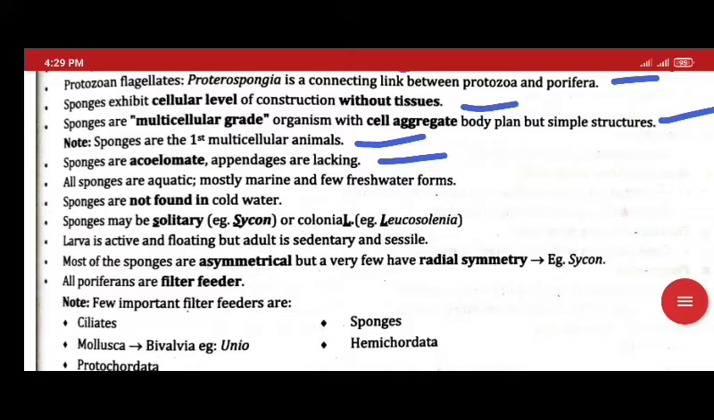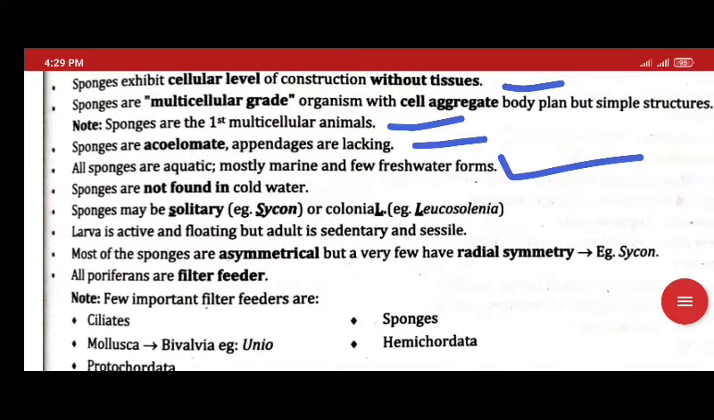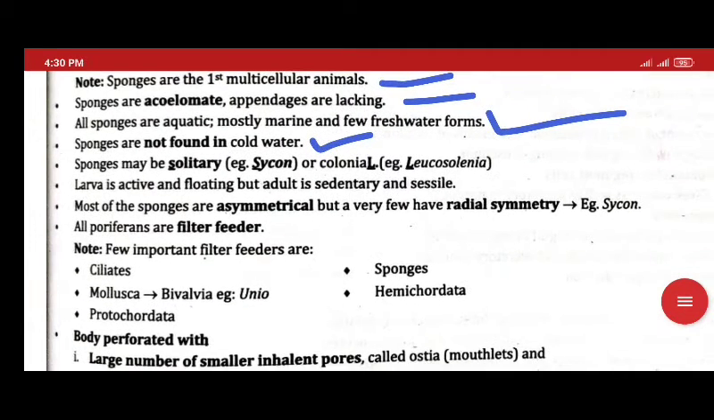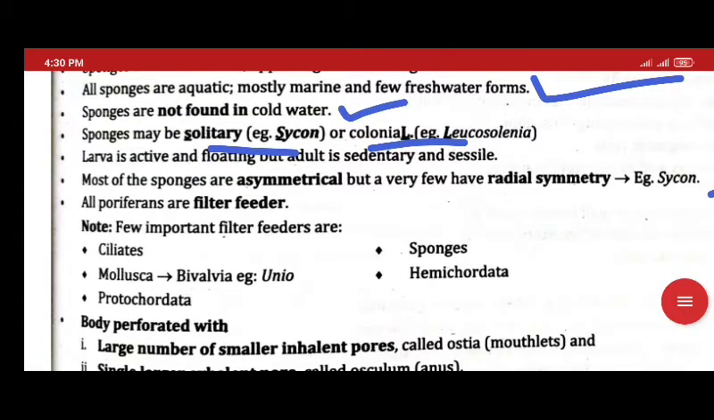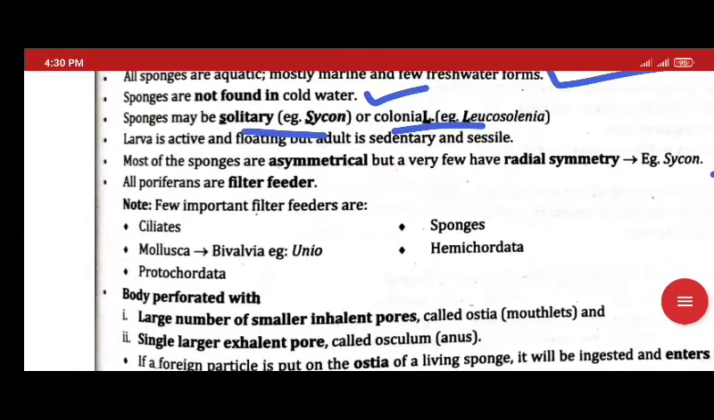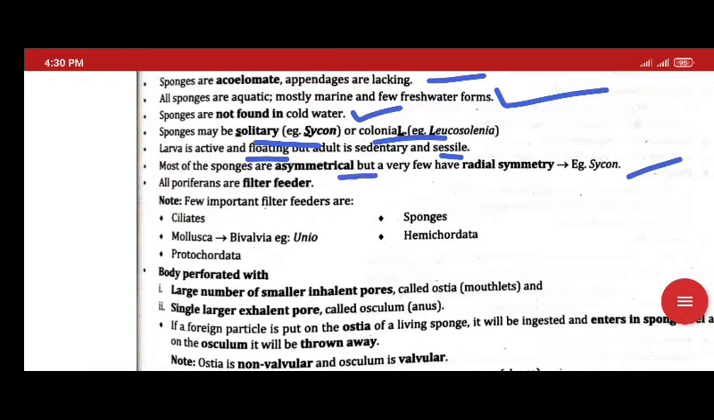It is mostly found in marine and freshwater both, means in sea and also river and lake, but it is not found in cold water. We have the sponge Sycon. Sycon is solitary, means living alone, or colonial. Another type of sponge is Leucosolenia. So S for Sycon and L for Leucosolenia, you can remember it like that. Now the larva is free floating, but the adult becomes sessile. It is asymmetrical, though it contains radial symmetry in Sycon and asymmetry in others.